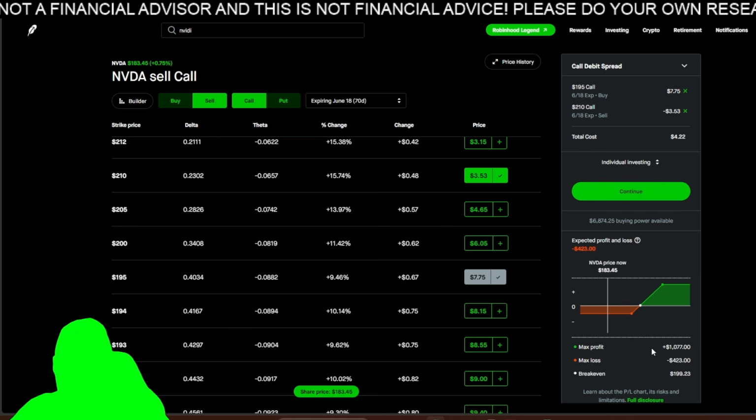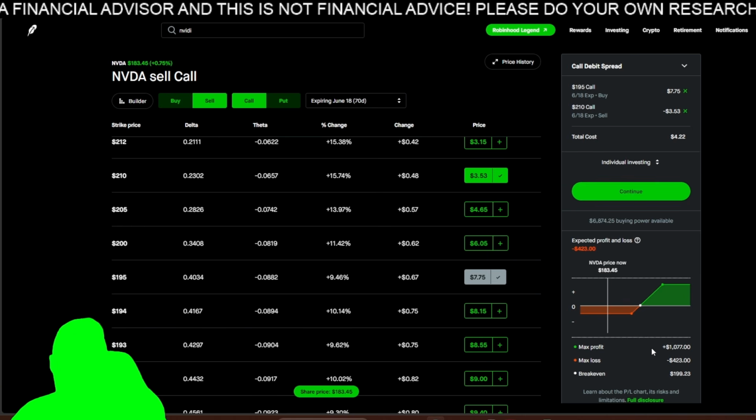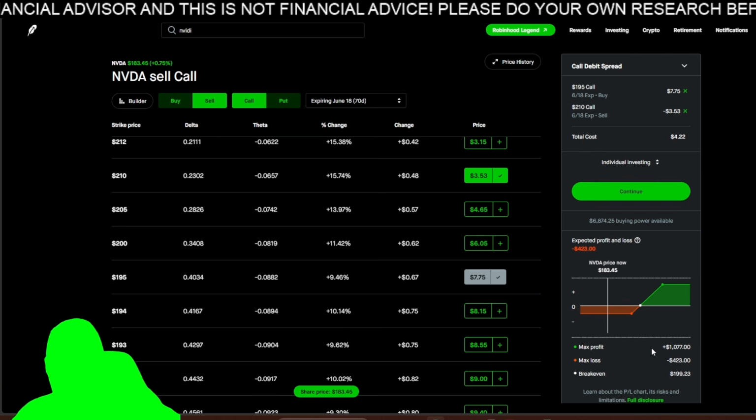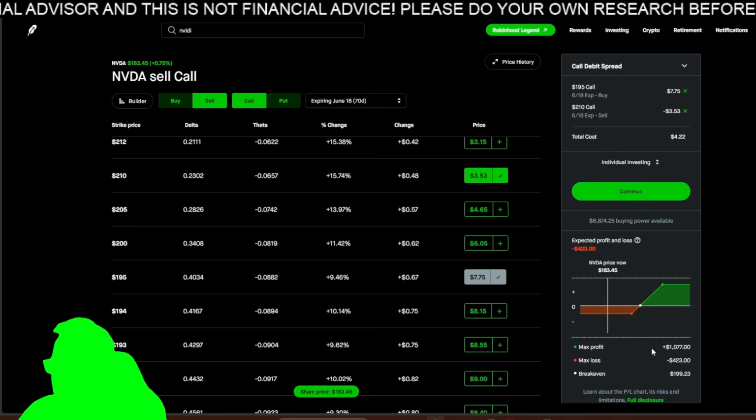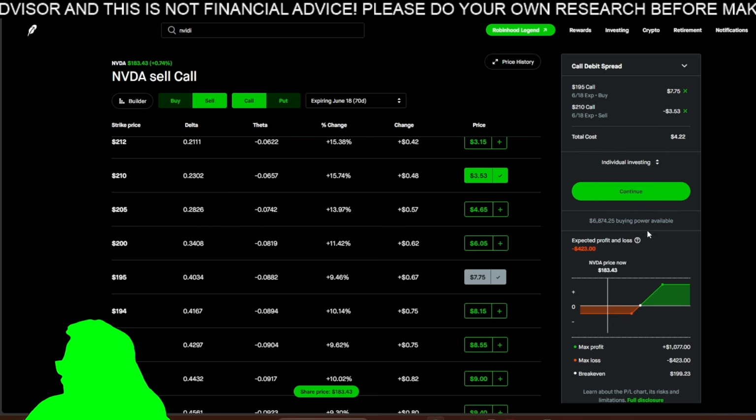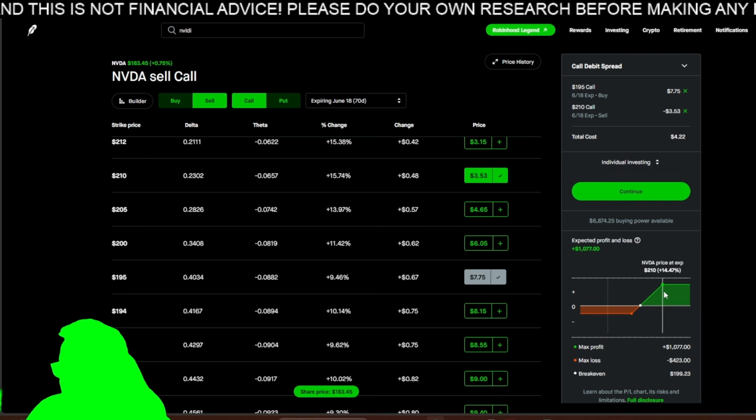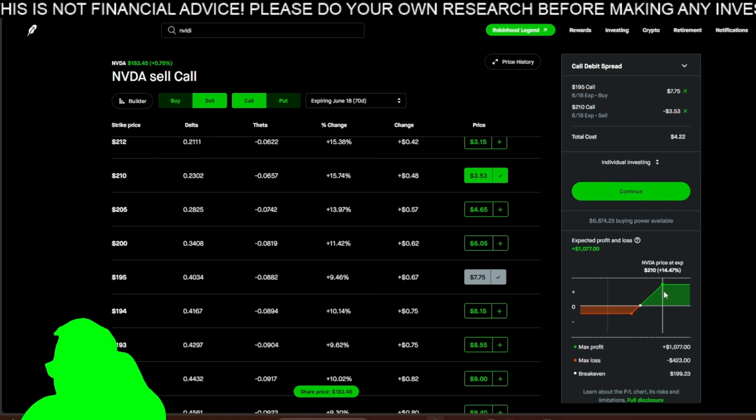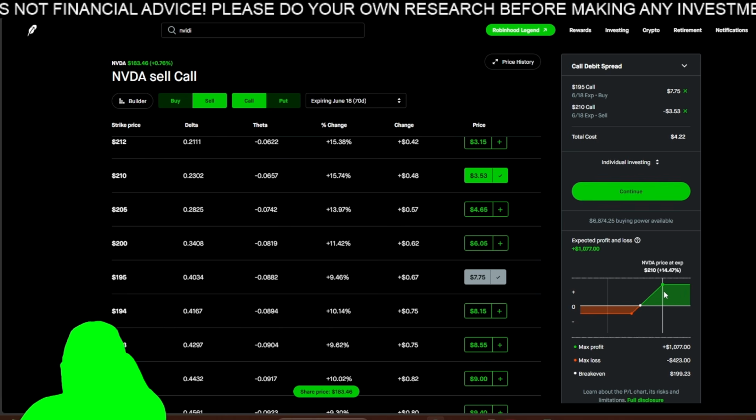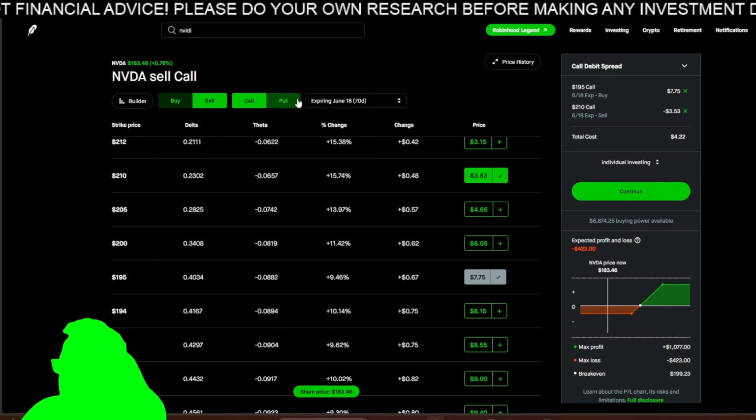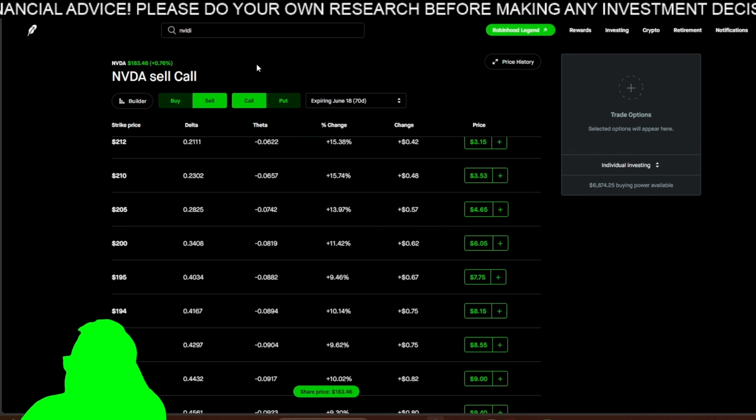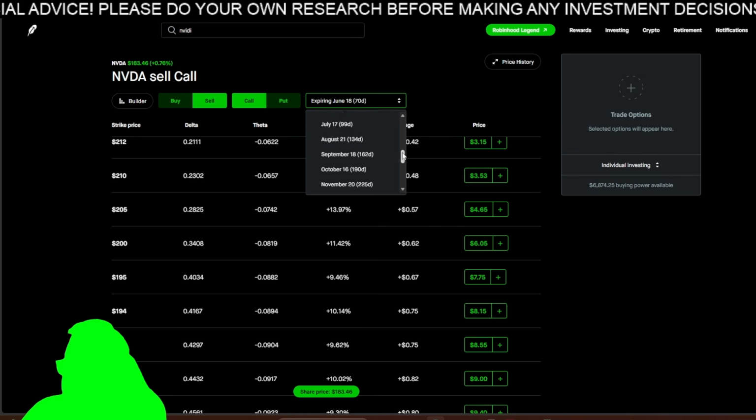You can do the same thing for credit spreads and just invert it, where you're selling the short leg and buying the long leg as a result. Either way definitely works. This one will cost you about $400 up front, which is not too bad. And if NVIDIA goes up 15% between now and June 18th, great, you make some good money on it. It's absolutely amazing.